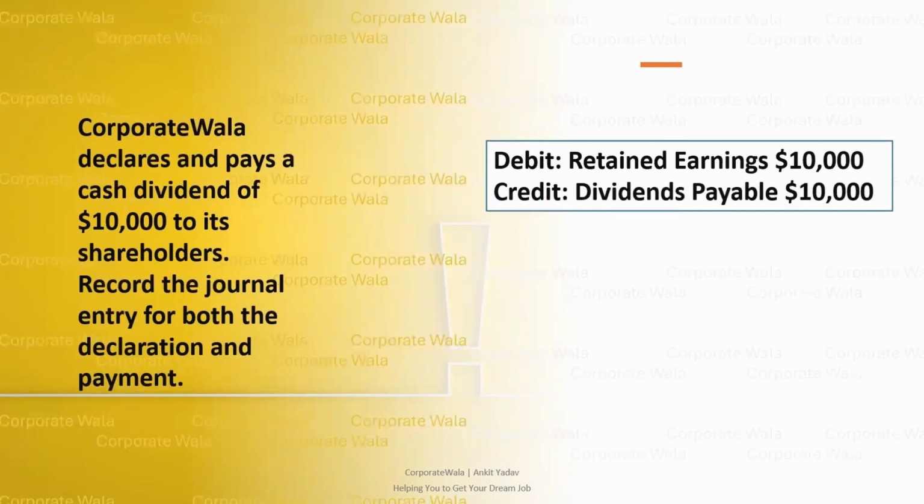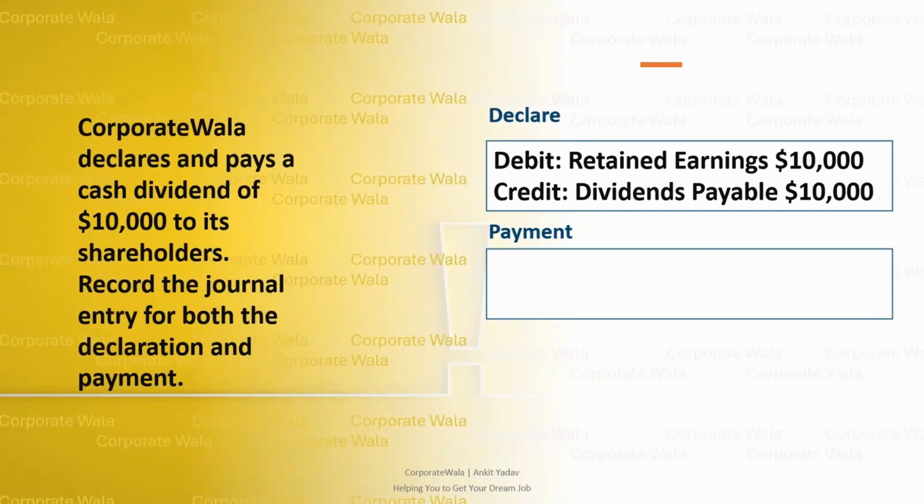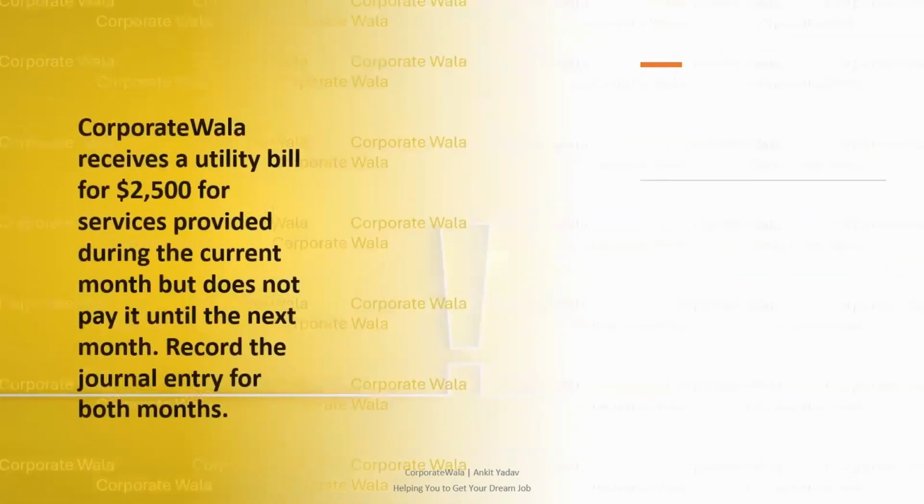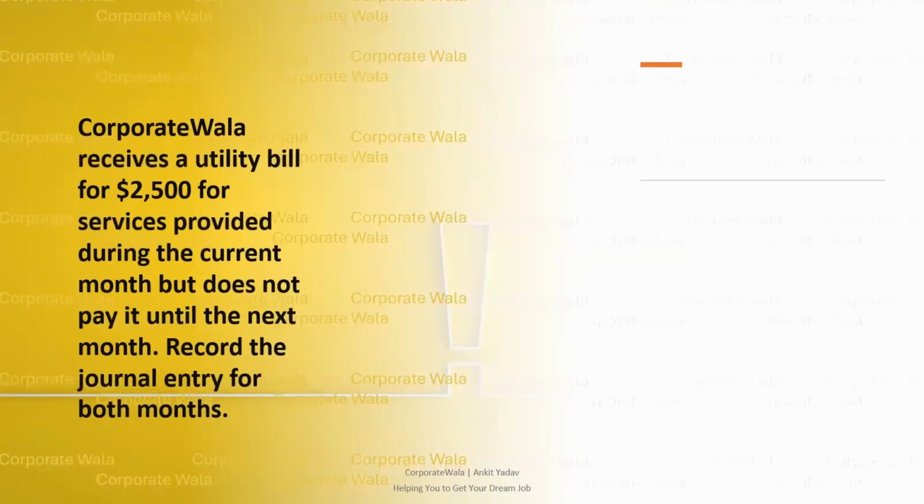Why retained earning? Because it is the profit that the company has retained till now, but now they have decided to distribute it among their shareholders. So this is the journal entry we are going to book when we are declaring the dividend. But what will be the journal entry when we are going to pay the dividend? So we are going to debit the dividends payable account, which was the current liability we had created in our previous journal entry, and we are going to credit the cash or bank account because we are paying the cash to our shareholders.